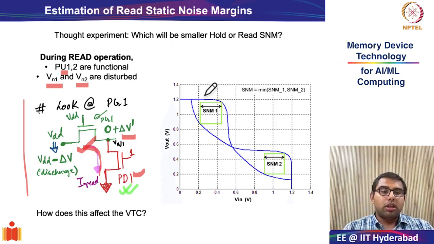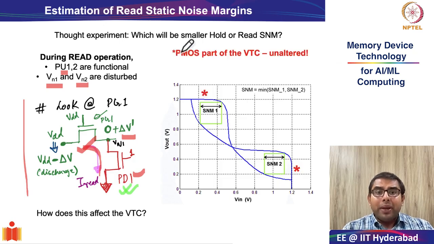And this is what we are going to do. As we can see, there is a significant distortion in the VTC characteristics when we are doing a read operation. Why is this the case? Because, please try to recall, the PMOS part of the VTC remains unaltered, and this is what I have marked over here. So the PMOS part of inverter 1 and the PMOS part of inverter 2 is relatively unaffected. Why? Because the pull-up transistor or the PMOS is not operational during the read cycle.